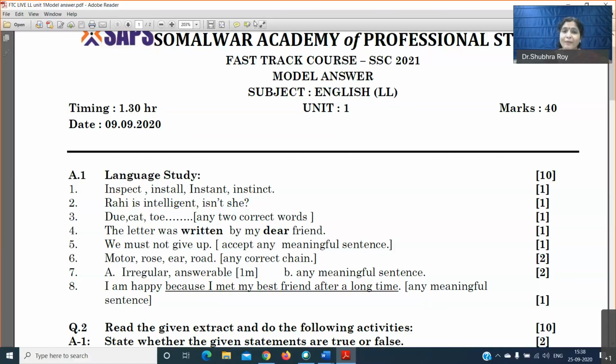So when you have time now, you can make 3 columns, A to Z. You can make 3 columns: noun, verb, adjective, and A to Z. You can write down all the nouns, all the verbs, all the adjectives. This chart is going to give you a lot of help while solving this particular question. That is the correct chain. So here the correct chain is motor, rose, ear, road. But you can write any other nouns also here if nouns are required.